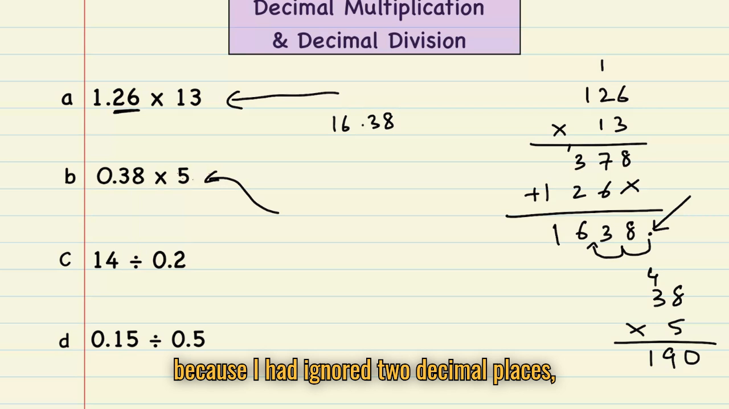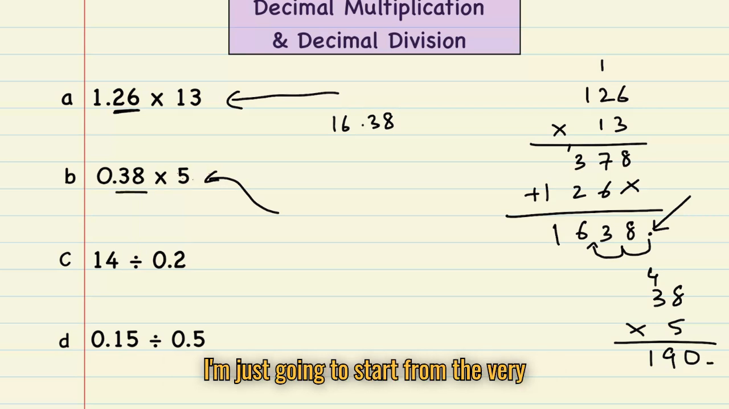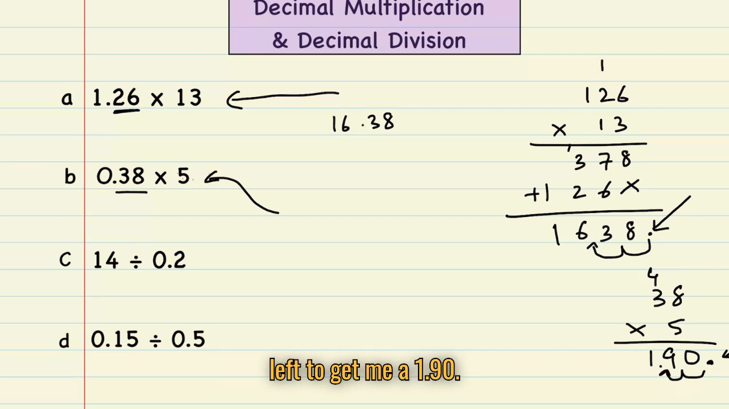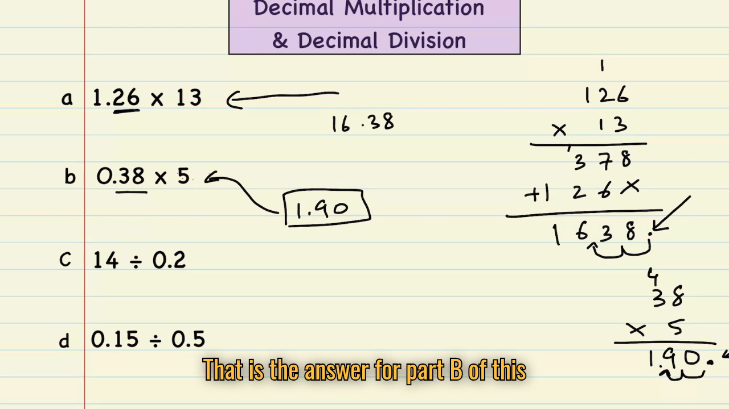And then, because I had ignored 2 decimal places, I'm just going to start from the very right side and go 2 places to the left to get 1.90. That is the answer for part B of this question. All right, now let's see.